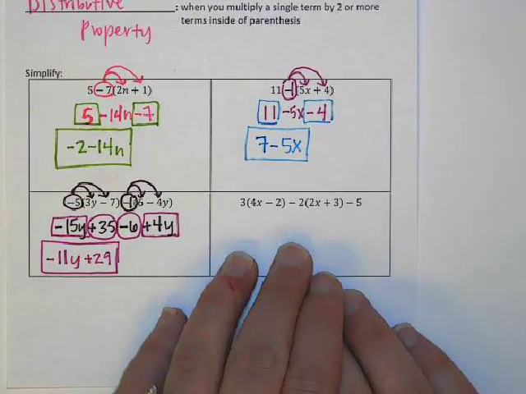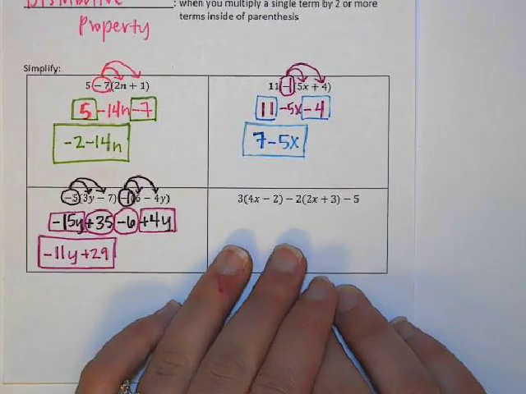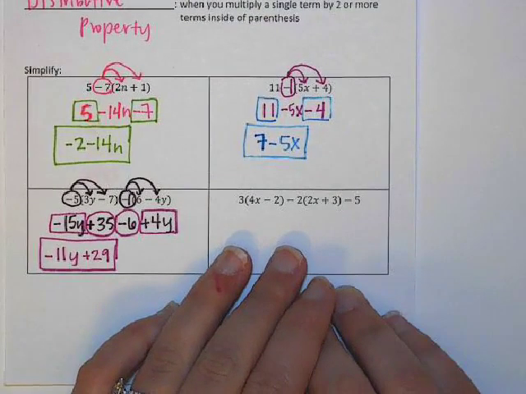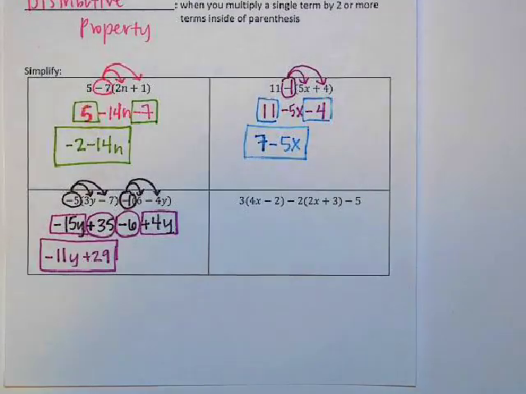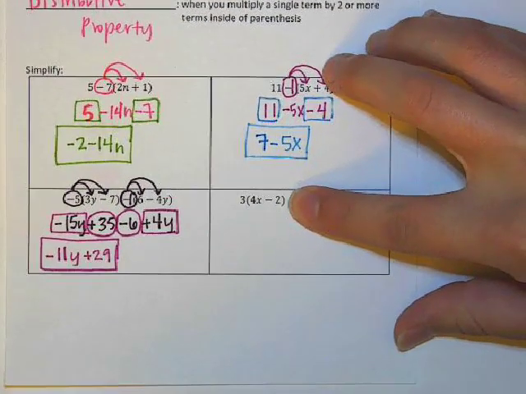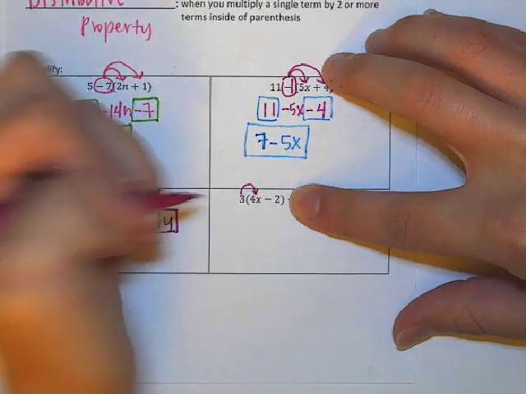Fourth problem. All right, how many sets of parentheses do I have? 2. How many times am I going to distribute? Twice, okay? So here we go. I'm going to just start with the first set of parentheses. What am I going to distribute? 3 times 4. Good. So 3 times 4 gives me 12.